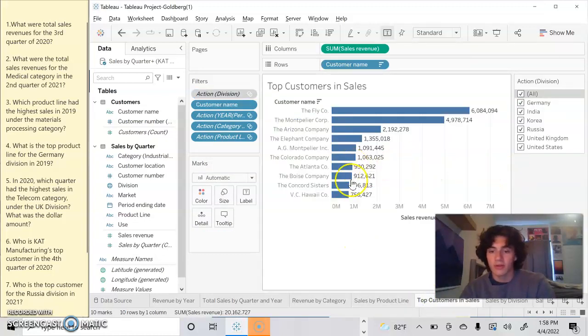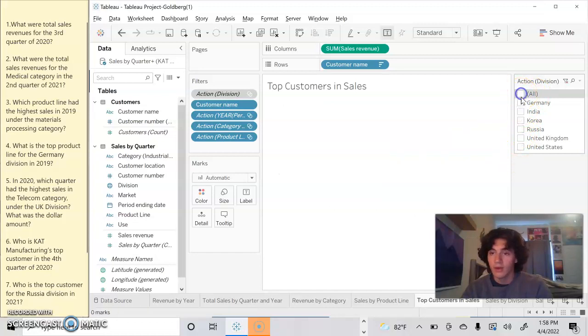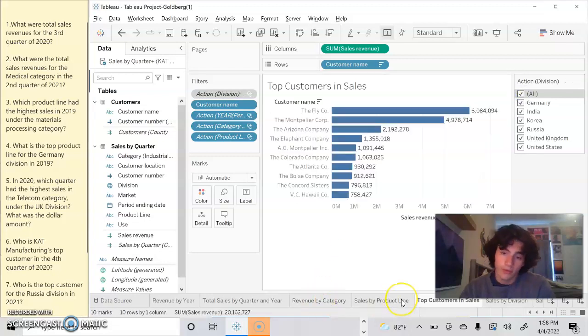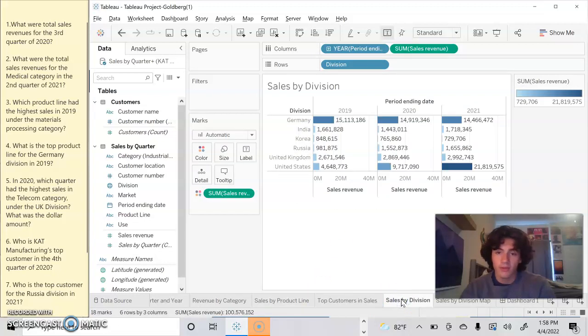Next, top customers and sales. We can see which customers are leading in sales for each division, or in this case, all the world, but I can look at, let's say, just Germany. We can see that Alabama Industries is their top customer in sale. So that's pretty cool. Next, we have sales by division. We're just looking at each year and which division of the world is leading in said sales.